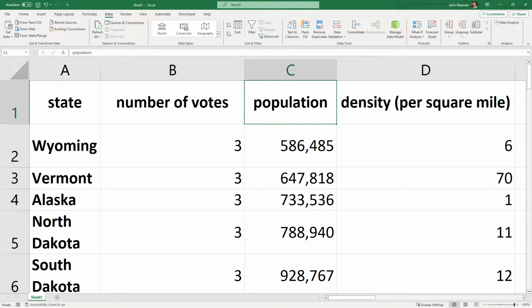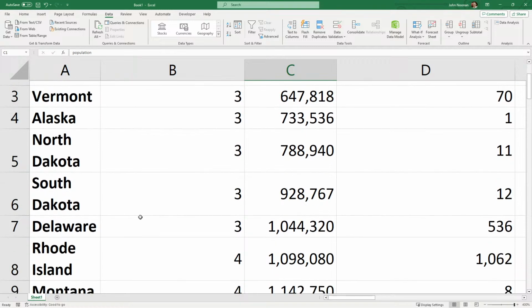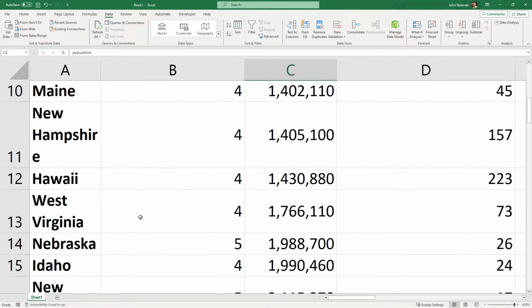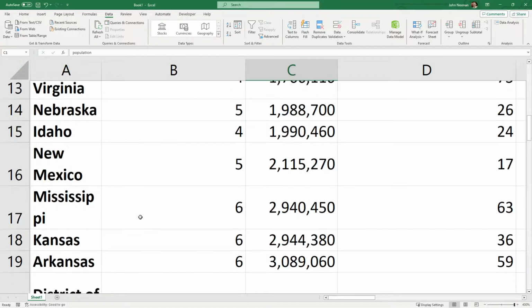That has nothing to do with democracy or choices, but it was just an interesting little tidbit. For example, Wyoming has 6 people per square mile. Alaska, of course, has the lowest density, 1 person per square mile. So as you look through, it's like, well, where's the most dense? The most dense, by the way, is D.C. Washington, D.C. is the most dense. It's not a state, but it gets electoral votes.